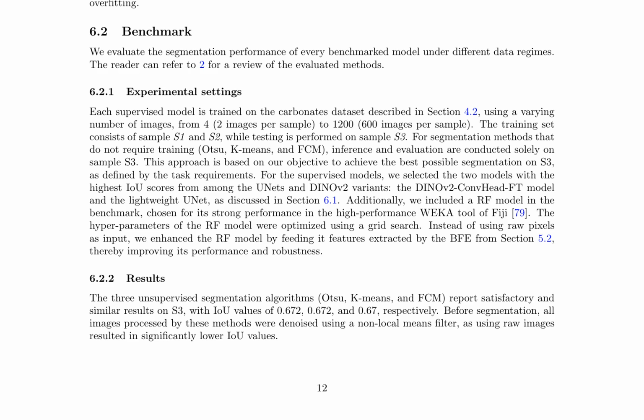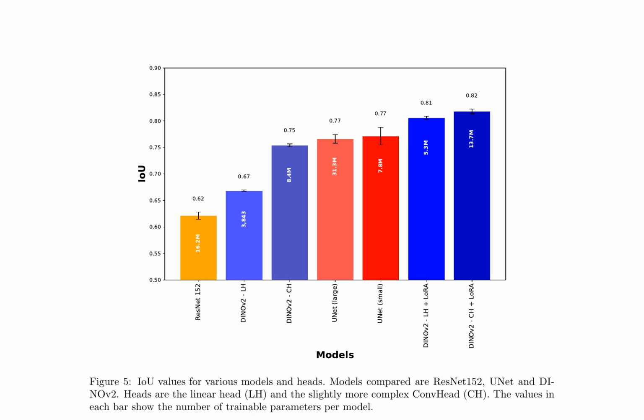IOU values. Figure 5 presents a comparative evaluation of various segmentation models, including ResNet 152, UNet, large and small, and DINOv2. The intersection over union, IOU, metric, which measures the overlap between predicted and actual segmentation masks, is used to assess their performance. Notably, the DINOv2 model with a convolutional head and fine-tuning significantly outperforms the best UNet model, even when trained on raw data without denoising.